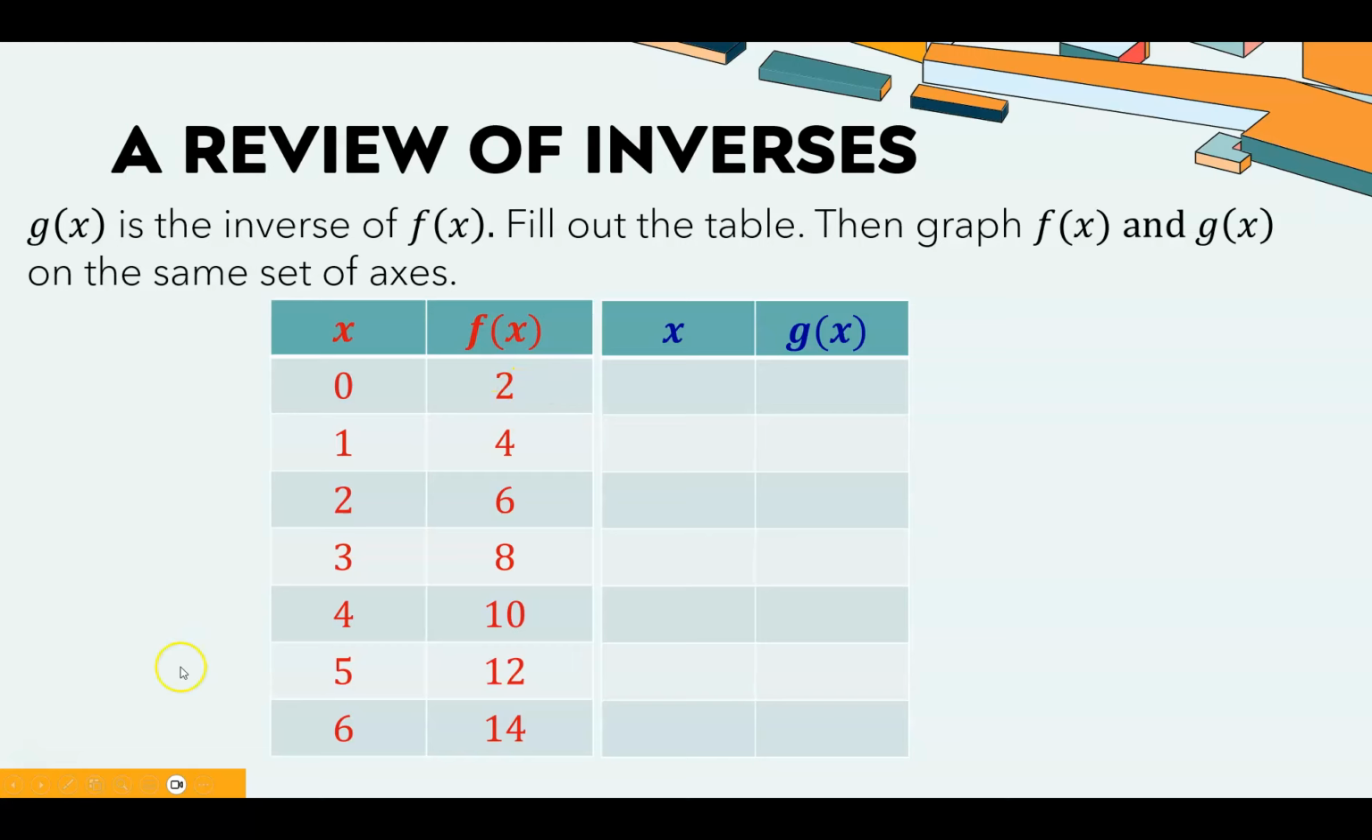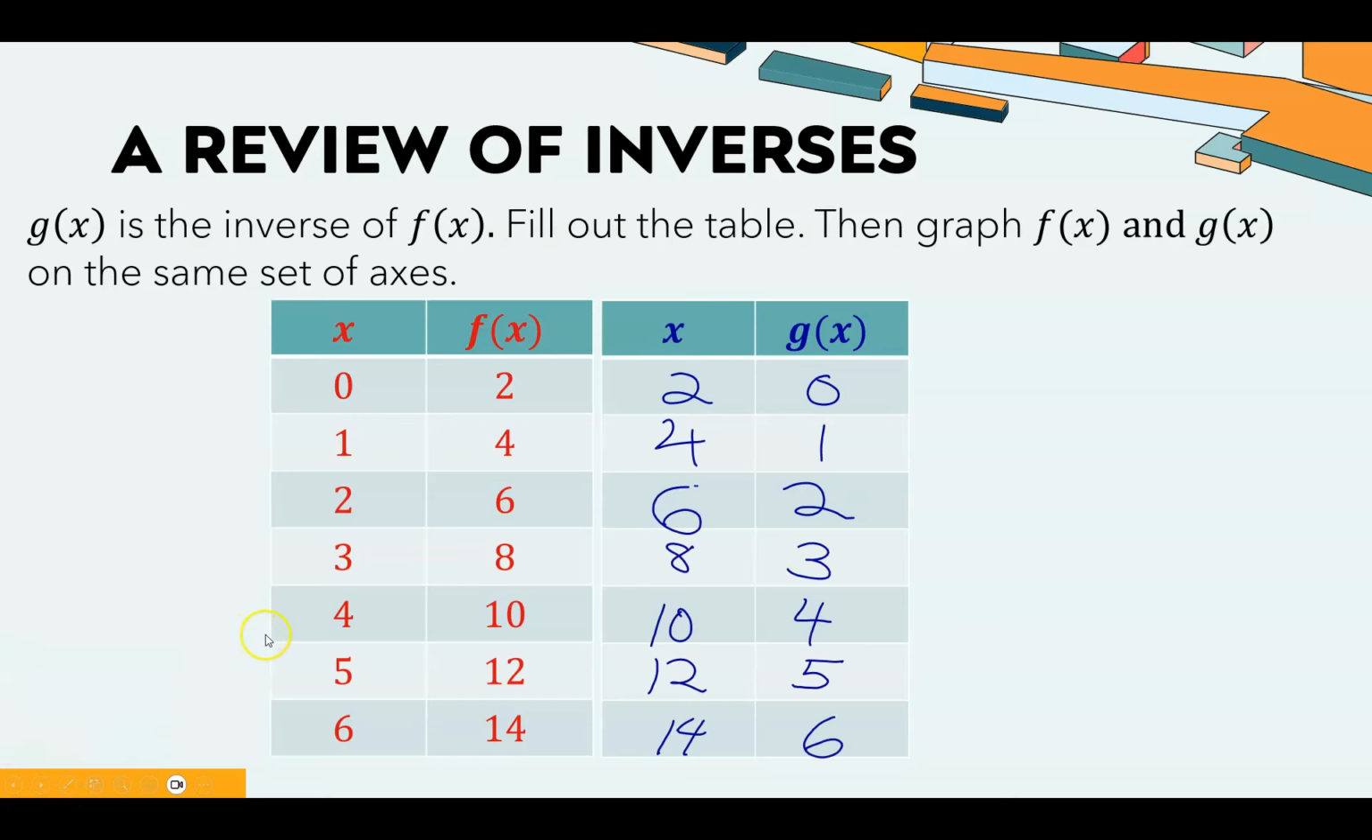When x equals 0, F is 2, or we could say F of 0 is 2, which makes G of 2 equal to 0. I like that in blue. And F of 1 is 4, so G of 4 is 1. F of 2 is 6, so G of 6 is 2. And so on down the line. A function and its inverse have all the same ordered pairs, just with the x and y reversed. Or, the x for F is the y for G, and the y for F is the x for G.